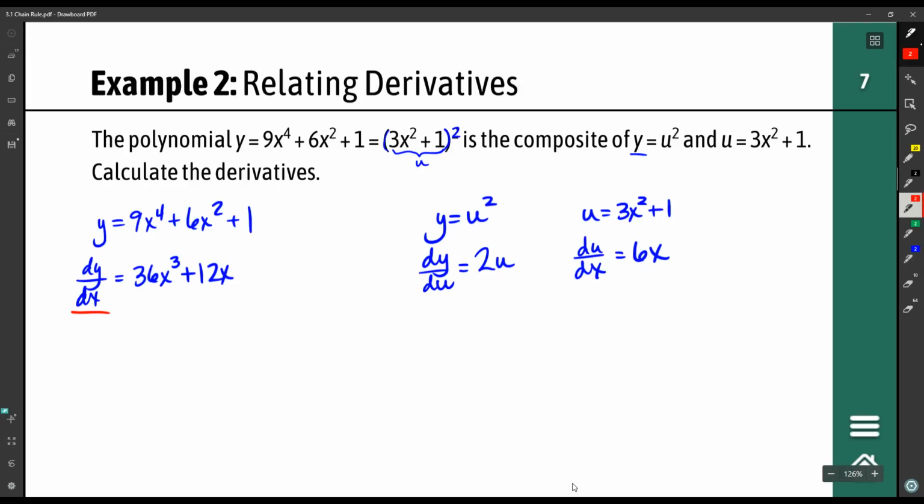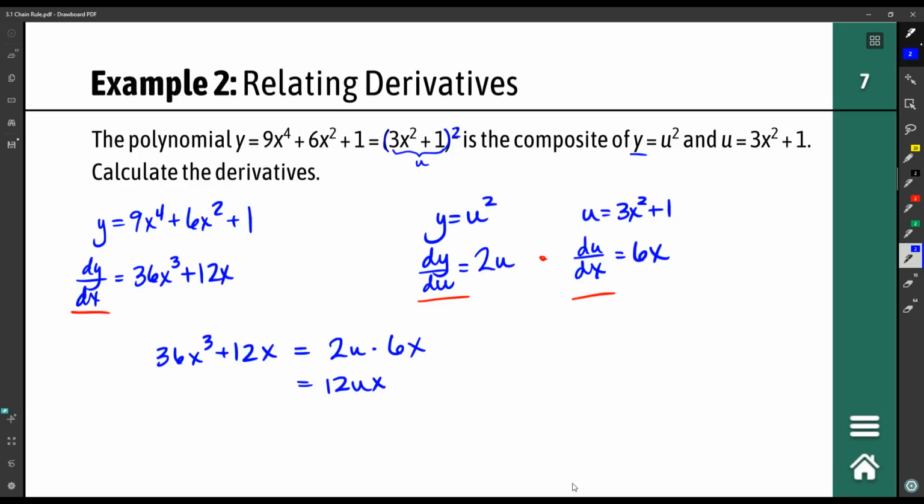So is our conjecture from the previous 2 slides true? Is dy dx equal to dy du times du dx? Well, let's see. We have 36x cubed plus 12x. Our conjecture is that this is equal to dy du, which is 2u, times 6x, which is du dx. At this point, I really don't see it. We can say 2u times 6x is maybe 12ux. I'm okay with that. So what do we do with this extra variable of u?